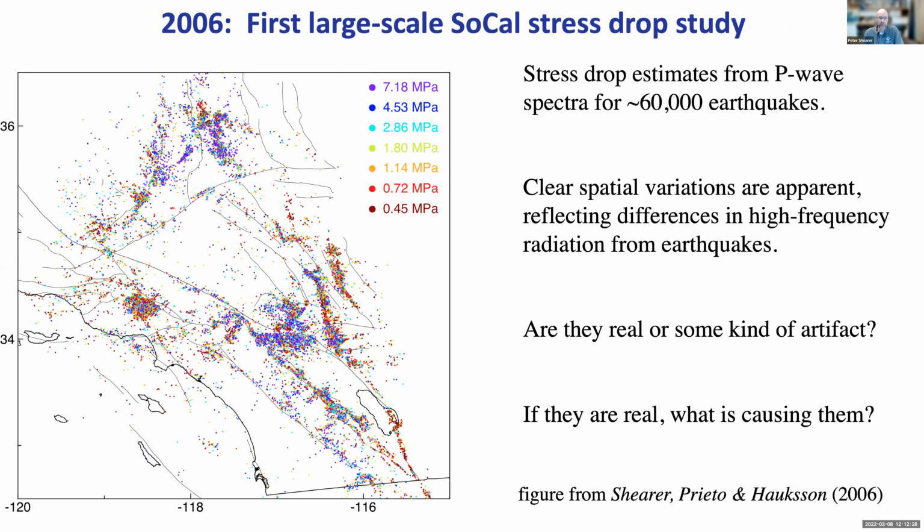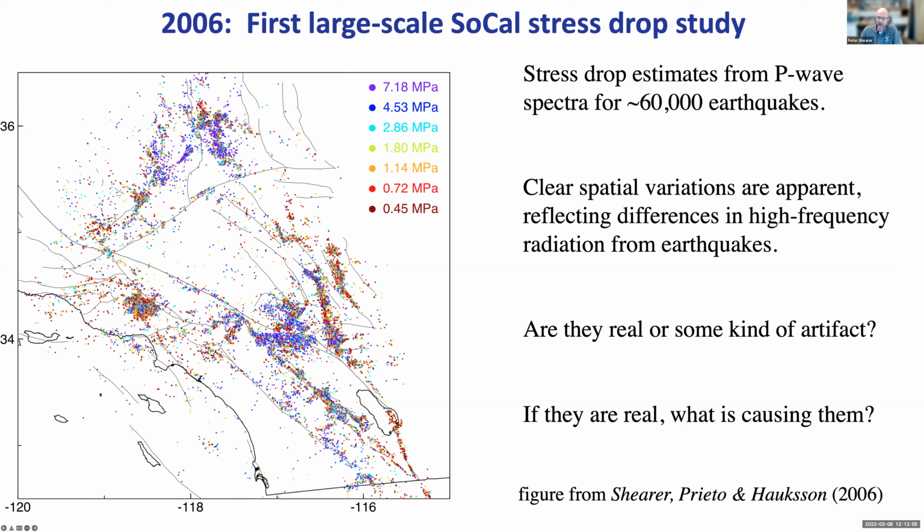So we applied this approach back in 2006 to this large-scale study of stress drops across Southern California. And you can see the lower stress drops are shown as the red and the browns, and the higher stress drops as the blues. And there's a lot of scatter in the individual events, but you can also see there's some large scale patterns, and that you tend to get low stress drops in the Imperial Valley, you get higher stress drops here.